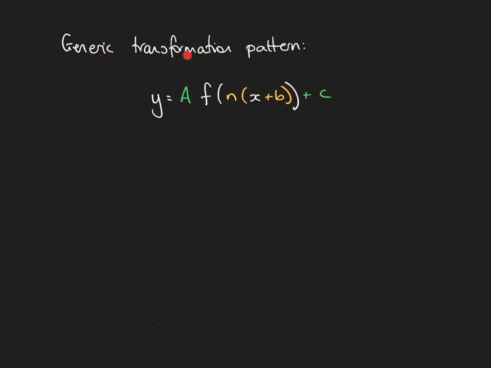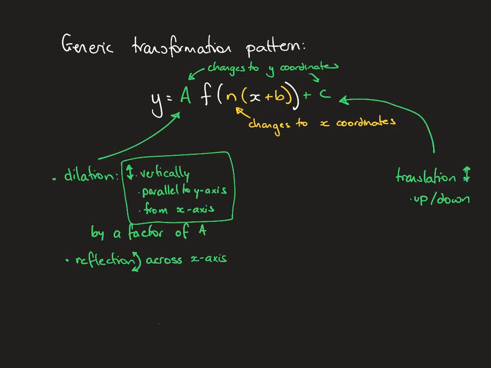So our generic transformation pattern for methods is y is equal to a f of n times x plus b, plus c. The green lettered transformations are transformations that affect y values, and the yellow ones are transformations that affect x values. So, changes to our y coordinates.